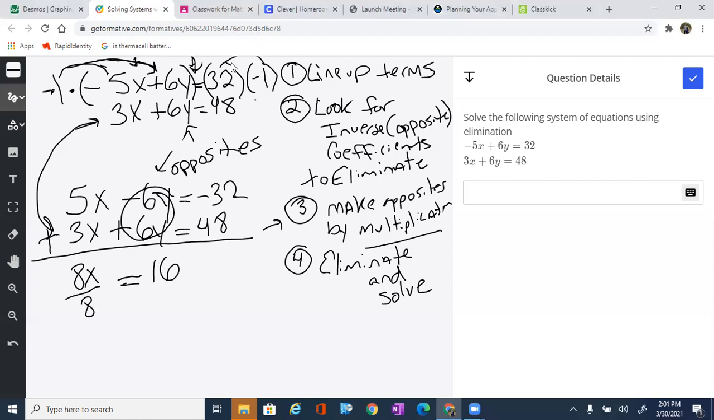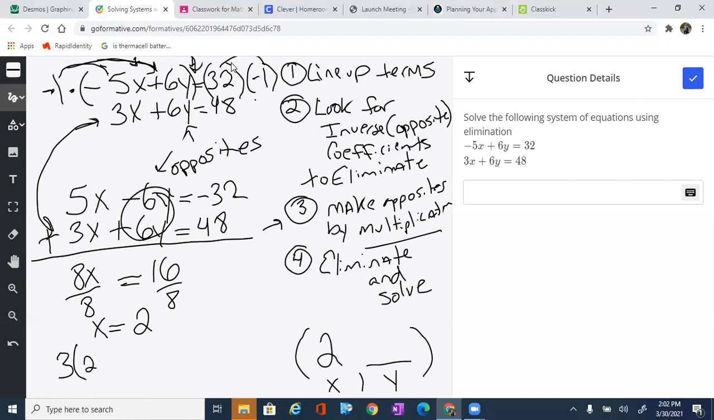We're going to divide by 8. And x equals 16 divided by 8, which is 2. Now, remember when we solve a system of linear equations, we are looking for a coordinate point, x and y. In this case, we found x, so we have the value of 2 in the x location. We still need to find the y portion of this coordinate. So I'm going to take 2 and plug it into one of the equations. I'm going to use the second equation.